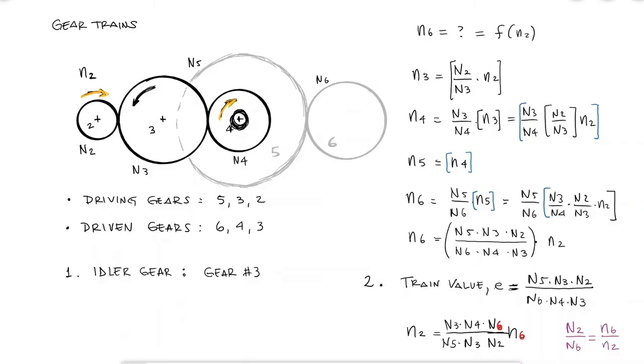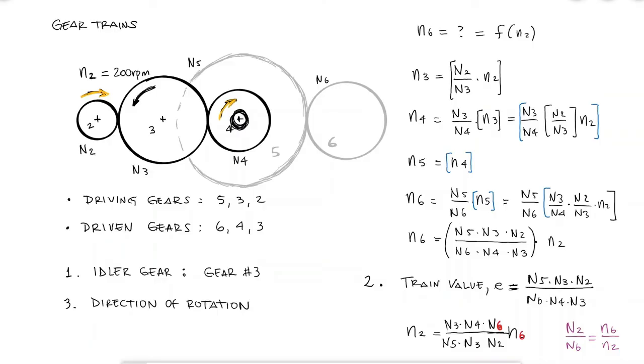The third thing we can notice here is that if we evaluate the speed of gear 6 with a given speed of gear 2, the numerical result would have the same sign as gear 2. Mathematically, that would happen because the number of teeth of every gear is a positive value. So if N2 is positive, N6 is positive, and if N2 is negative, N6 is negative, which in this case means that gear 6 would be rotating clockwise, and that's not true.